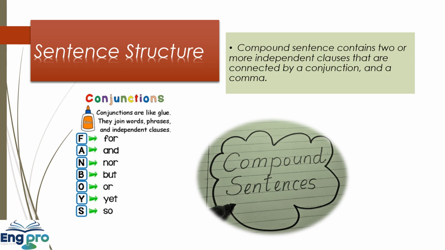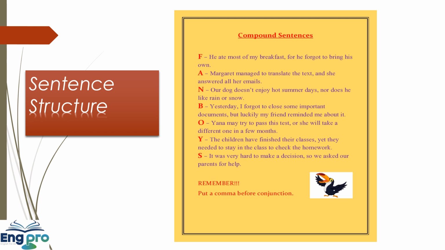But before we go there, let's take a look at the list of the conjunctions. Conjunctions in a compound sentence are for, and, nor, but, or, yet, and so. So here we have some examples of sentences with the conjunctions.